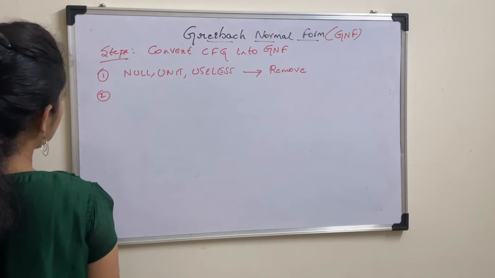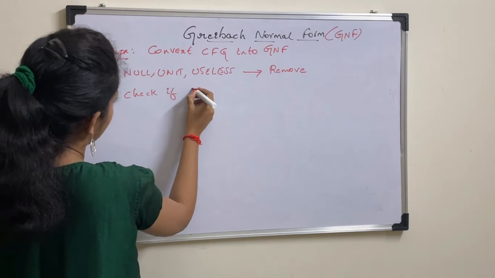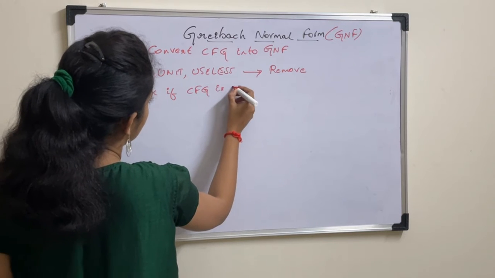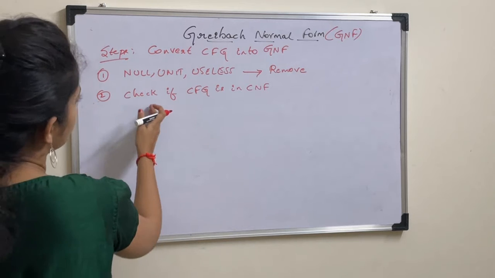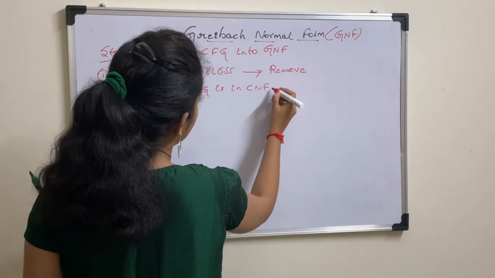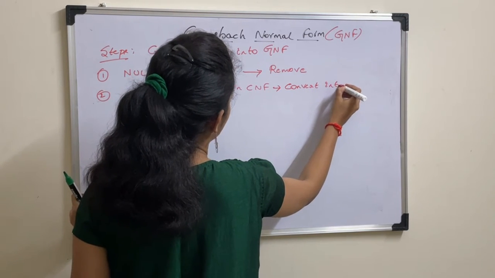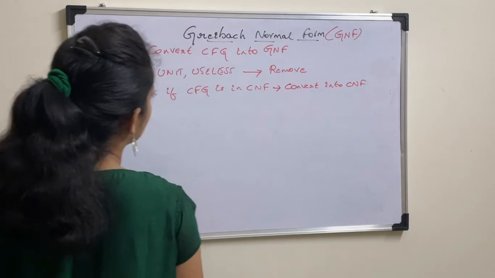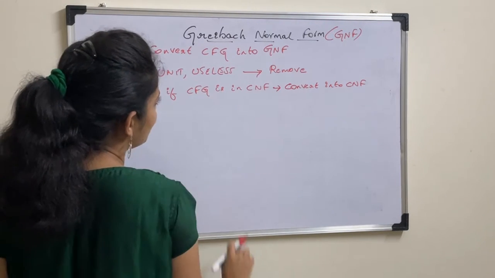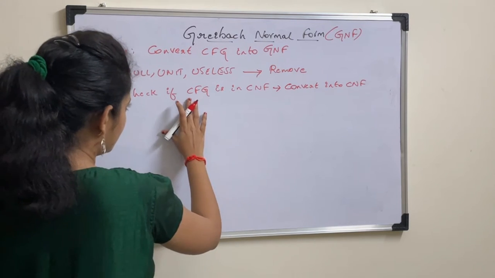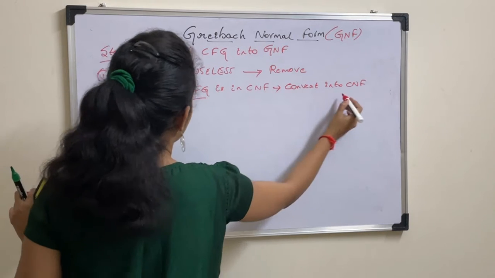Step 2: first check if the given grammar is in CNF or not. If this CFG is in CNF, then you can proceed with the remaining steps. If not, you need to convert the grammar into CNF first. In order to solve for Greibach normal form, the grammar should be in Chomsky normal form. So if the context-free grammar is not in CNF, first convert it into CNF.